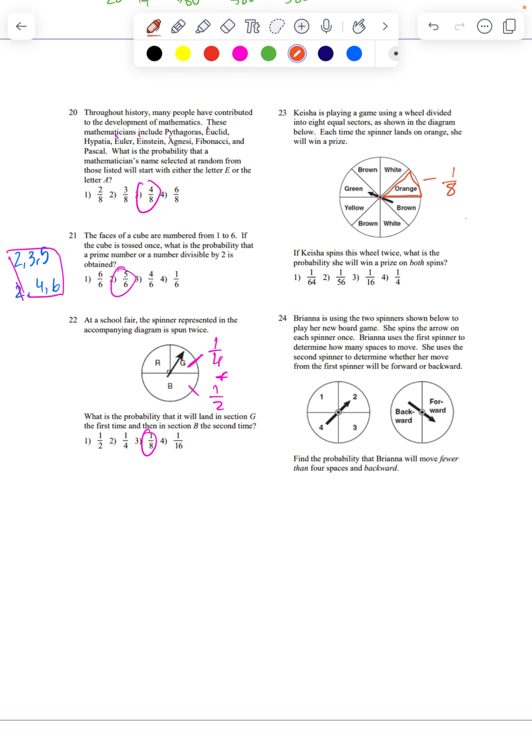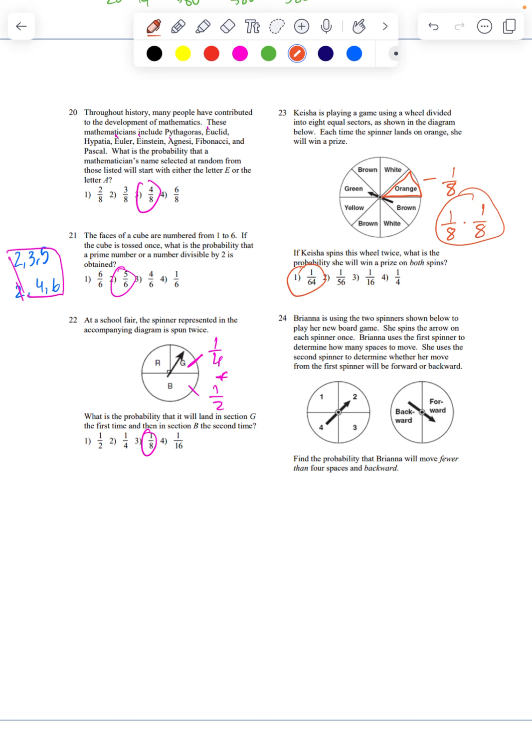So she's spinning twice, and she wants to win twice. So it's going to be 1 out of 8 for the first spin, and the second spin to win is 1 out of 8. Remember, the words such as "without replacement" are not here, so we don't have to adjust the probability. That gives us 1 out of 64.